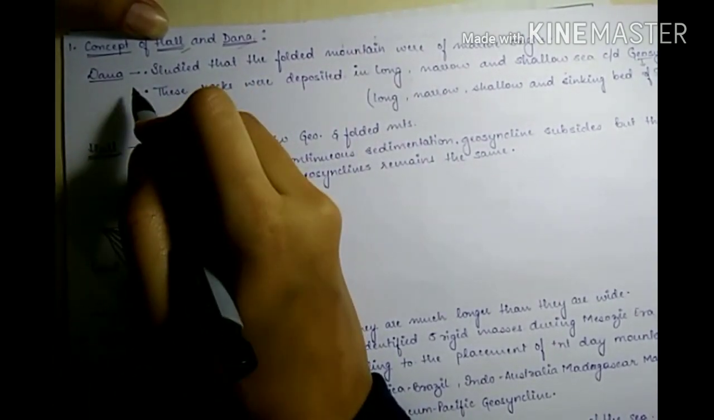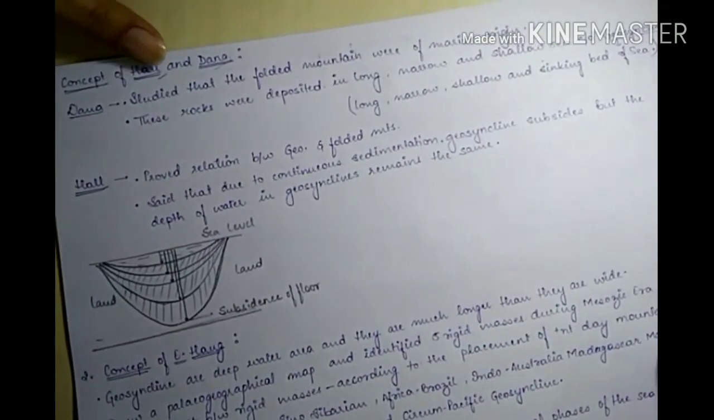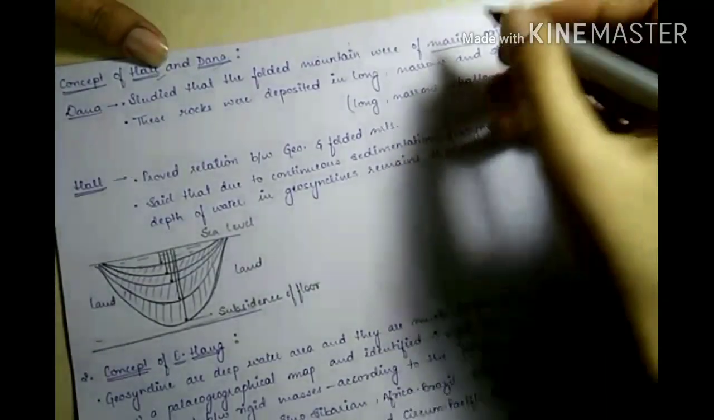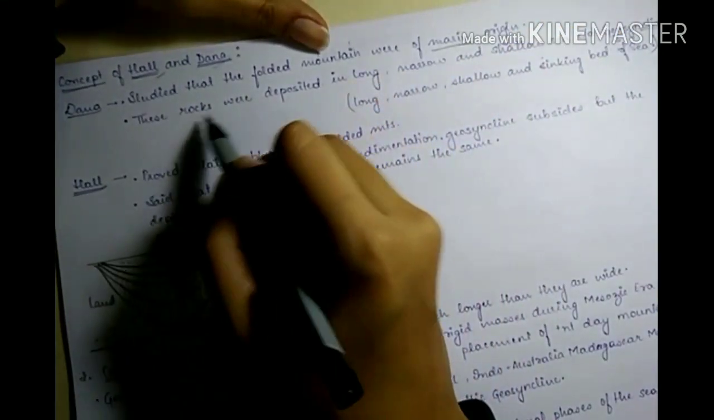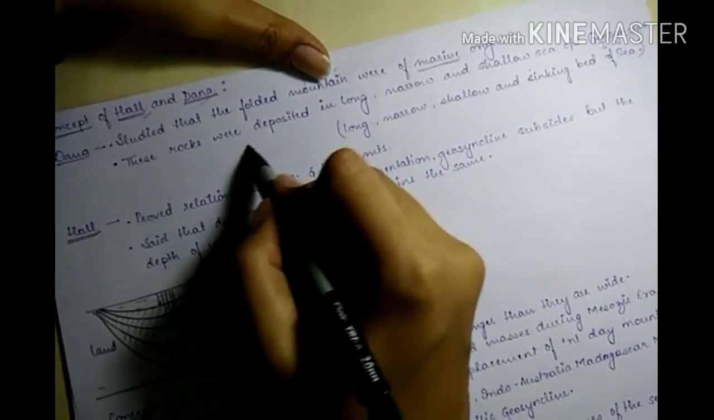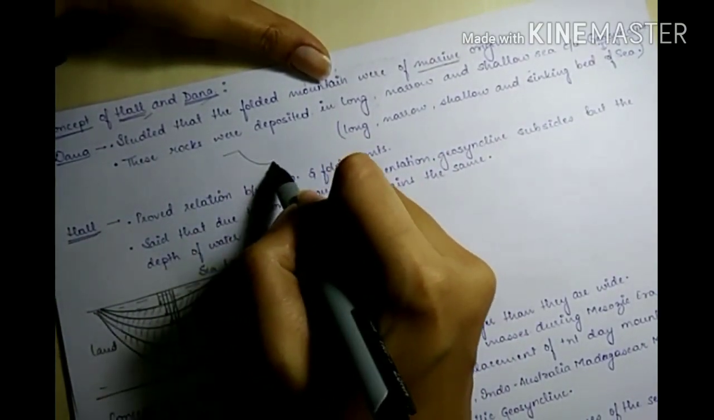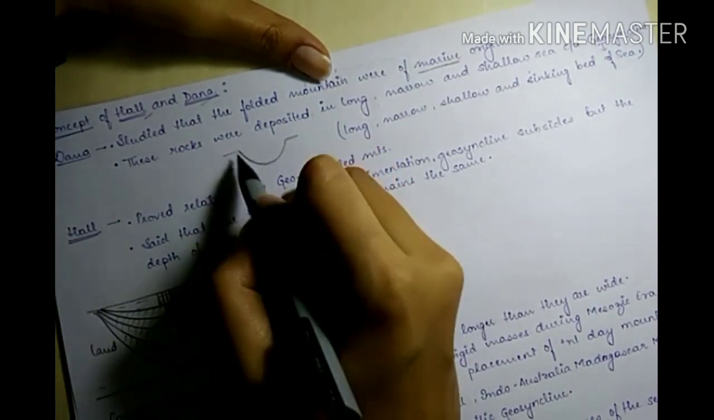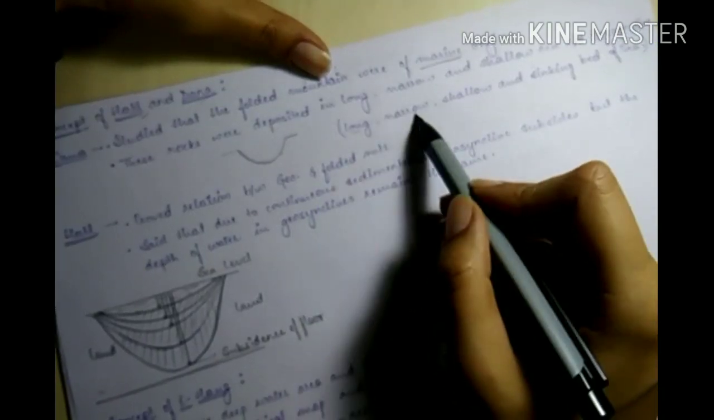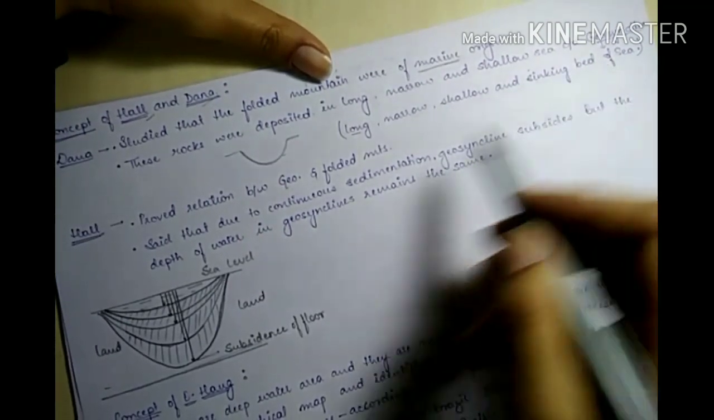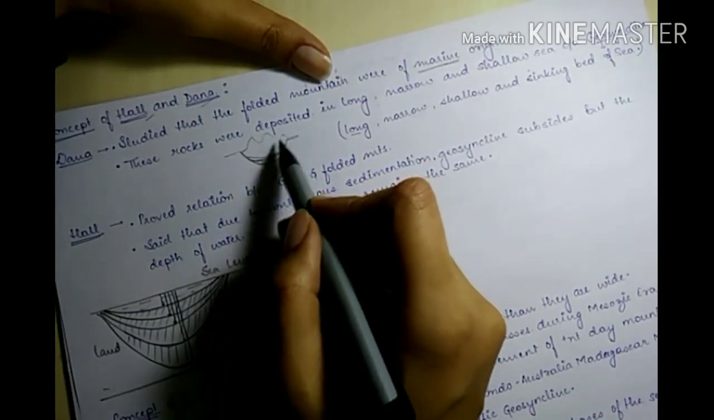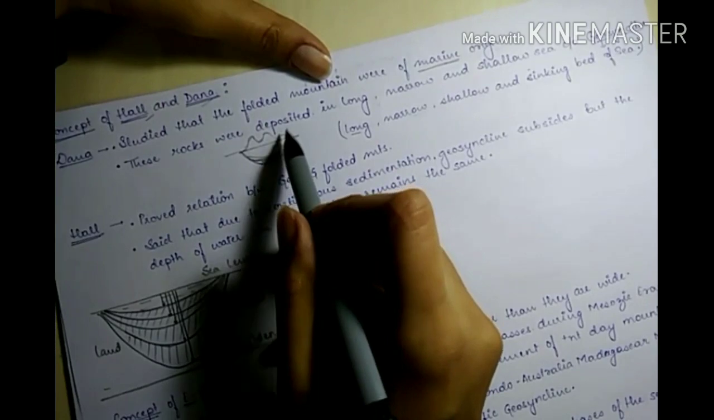Dana studied the folded mountains, and he realized that the rocks in the folded mountains were made up of marine sediments or marine elements. So it was of marine origin. The rocks were deposited in a long, narrow and shallow sea called geosyncline. So what he said was that these folded mountains are formed by compression of this geosyncline. He said that this geosyncline is a long, narrow, shallow, and sinking bed of sea, which was deposited, and this compressed to form folded mountains, and therefore these folded mountains have marine origin.